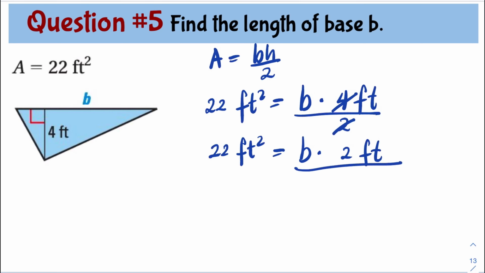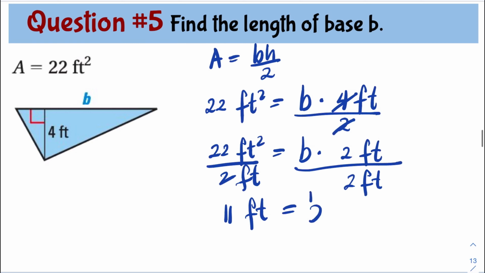So now we can divide both sides by 2 feet, and 22 divided by 2 is 11. So we have 11 feet because you're dividing feet square divided by feet. So the measurement of the length base is 11 feet. And one way to check this is you can multiply 11 times 4 divided by 2. So 11 times 4 is 44. 44 divided by 2 is 22.